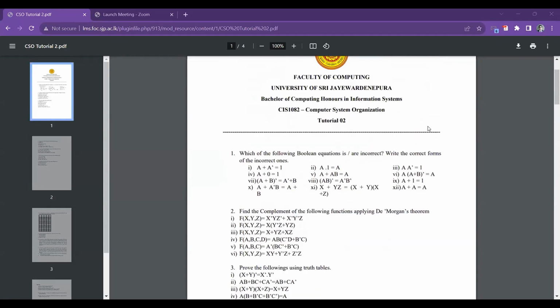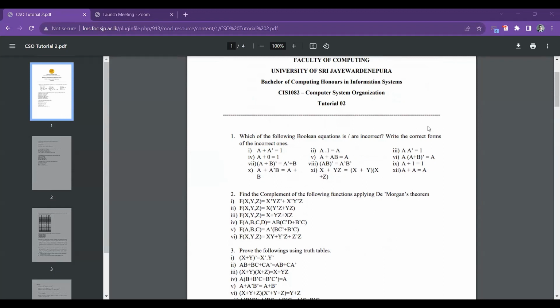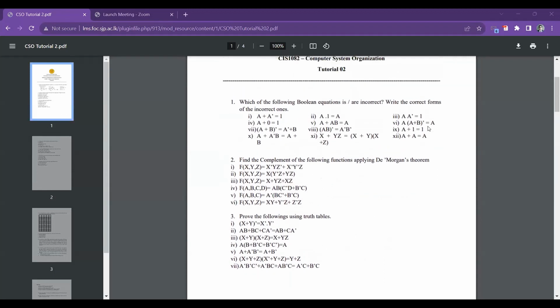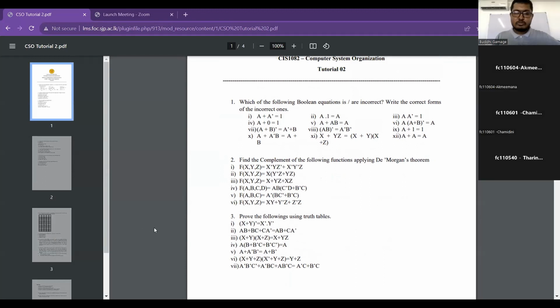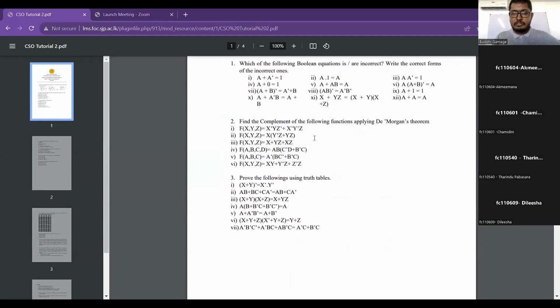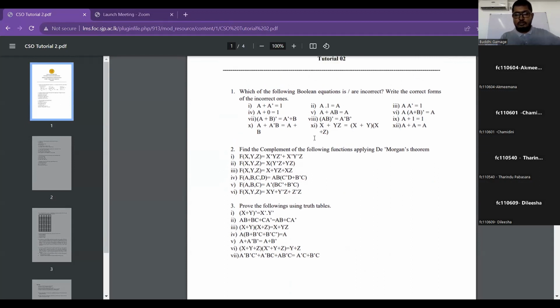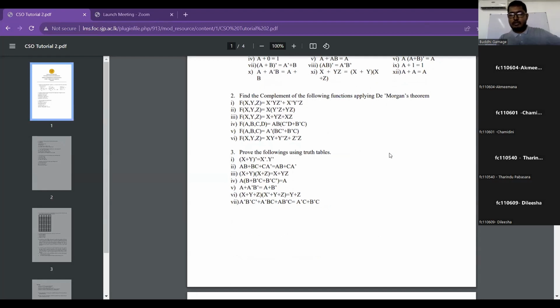So yeah, after today's session you will be able to do most of the questions. Today I will teach you about Boolean algebra and how to simplify a Boolean expression. Apart from that, do you have any questions from last week about the logic gates? No?